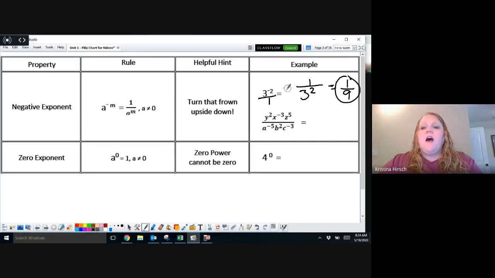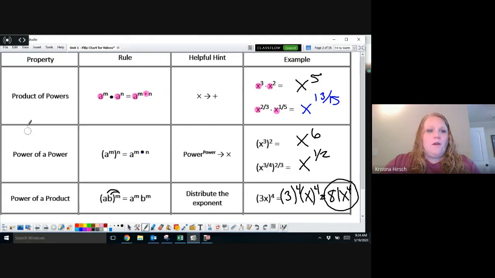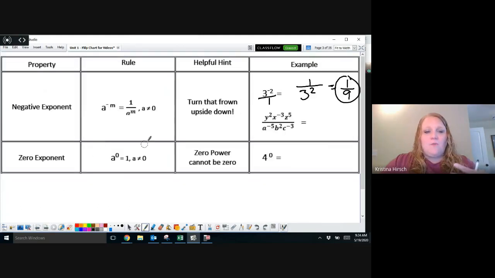For the second example, it looks like it's crazy hard, but it's really not. It's all about looking at the exponents because every single one of these bases are different. Since all of our bases are different, we're not going to be using the product of powers property, the power of a product, or the power of a power. We're not going to be using any of these other properties. So we just need to pay attention to our exponents.